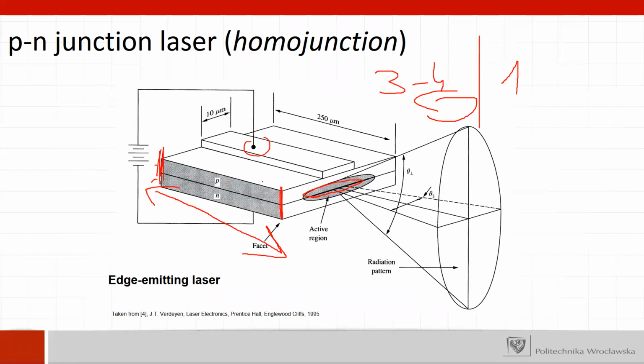And we have these electrodes, the top electrode and the bottom electrode. So when you connect the power supply, we will have the emission from the edge. That's why this is called the edge emitting laser. And additionally, this is a homojunction. Homojunction means that this is a p-n junction made of the same type of semiconductor.